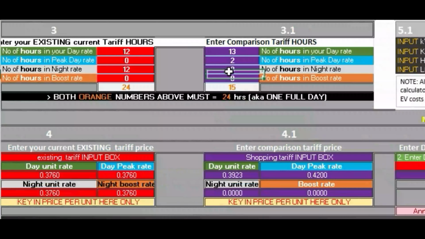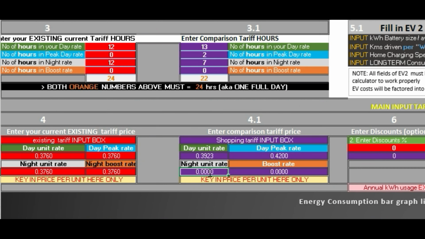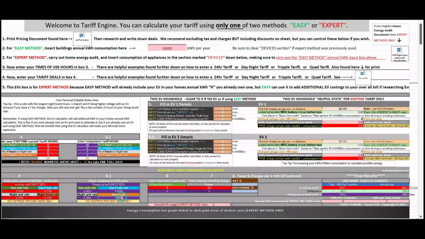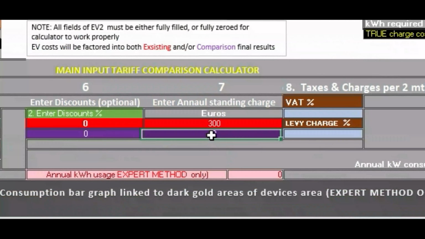The night rate covers 7 hours, at a cost of 0.2092. And the low night boost rate covers 2 hours, at a cost of 0.1228. We'll then check the total hours amount to 24 hours. Looks good. We can then enter our standing charge, which we'll pretend is €280.